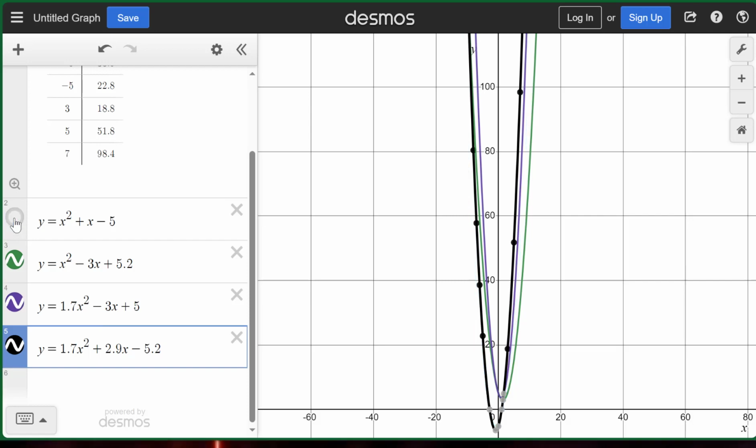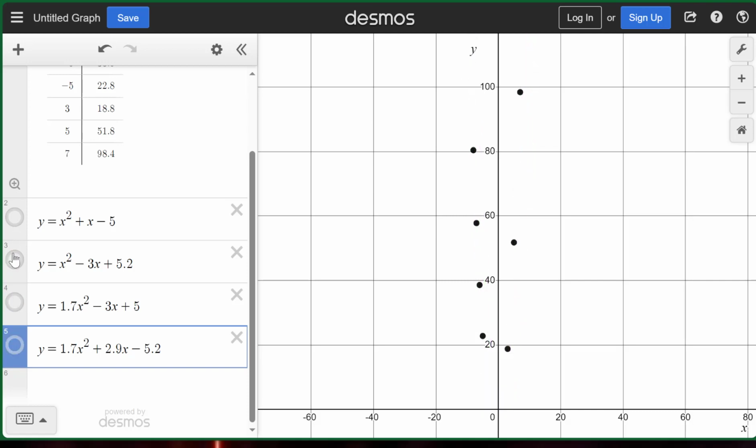So, click, click, click, click. We need to determine which option is the best fit and is touching all the points.